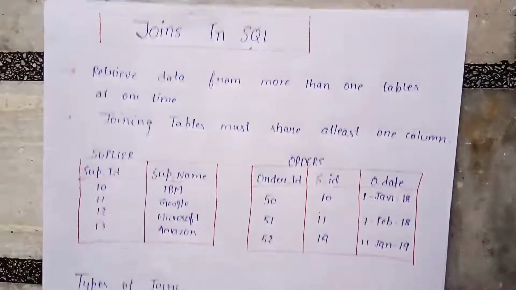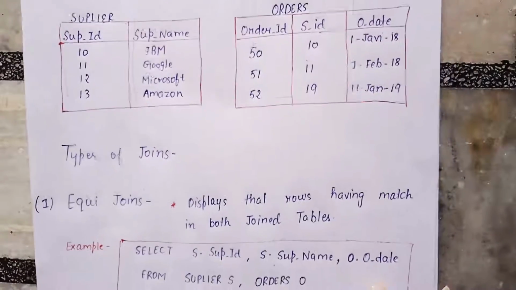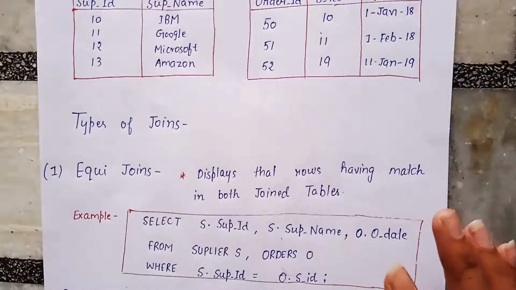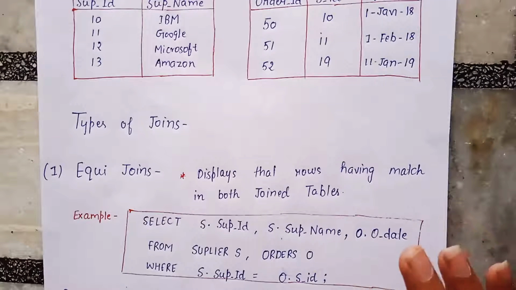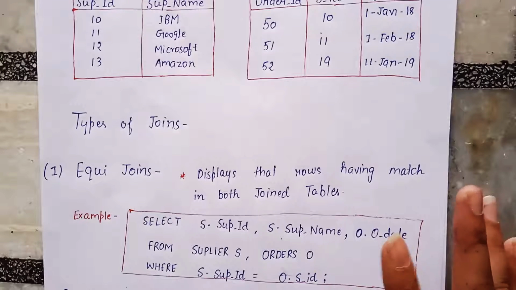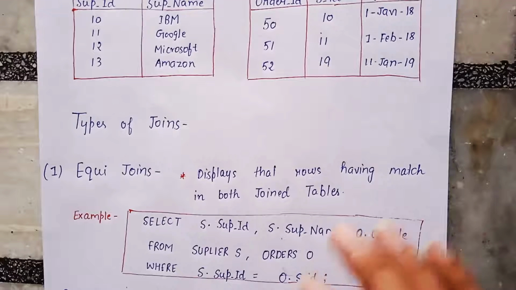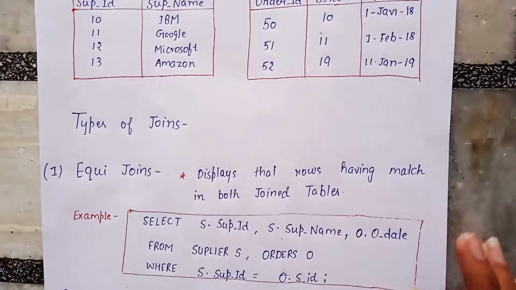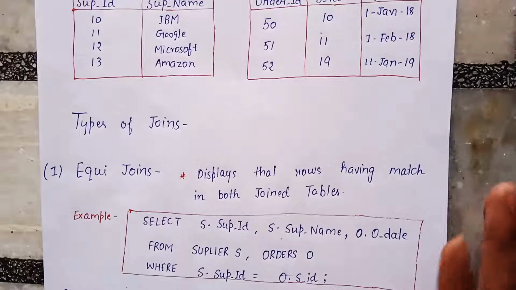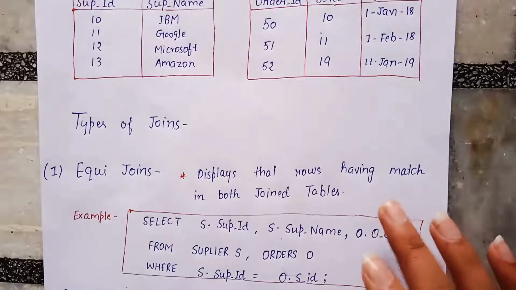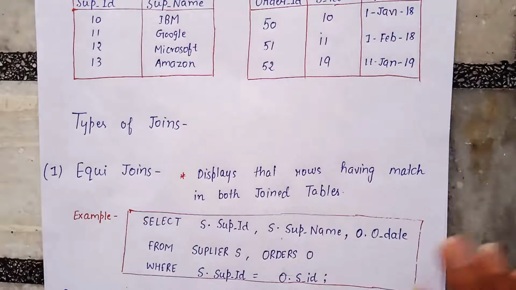Now there are various types of joins that can be used in SQL. It's not one type of join, so we will discuss all types of joins one by one. The very first type of join that we use is the equijoin. We get an indication from its name also. It is equijoin, representing equality. So what does it represent? It displays records, or we can say rows, having a match in both the joined tables.